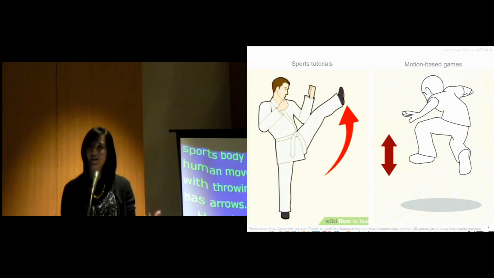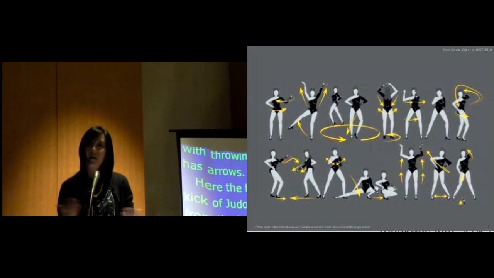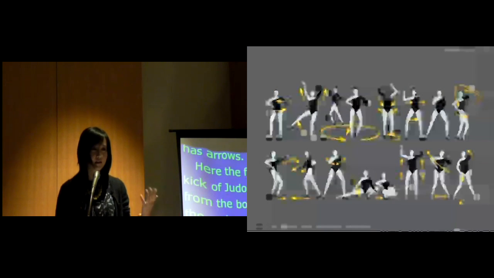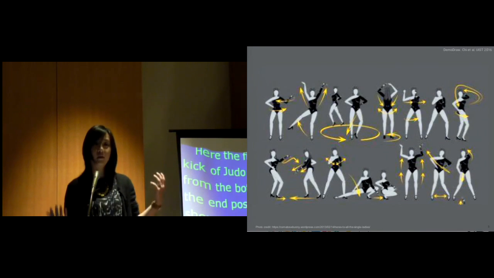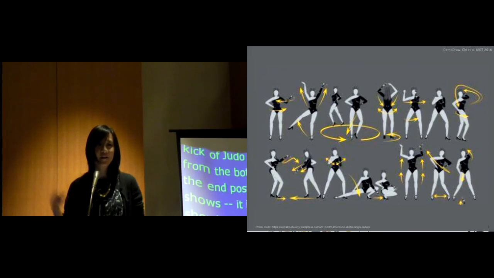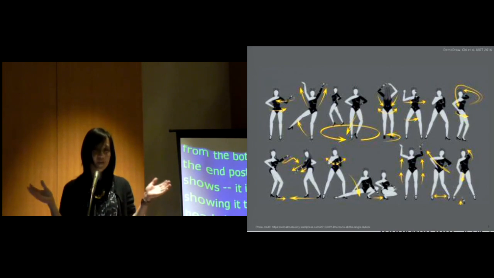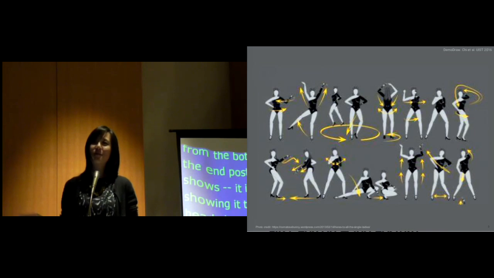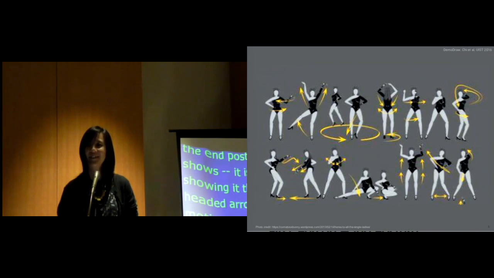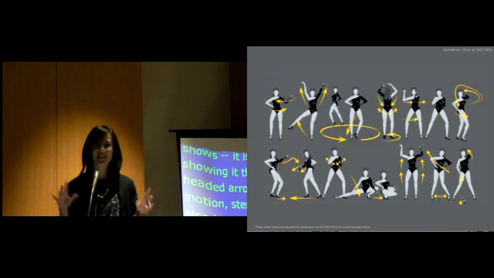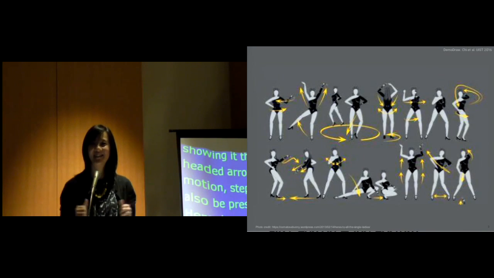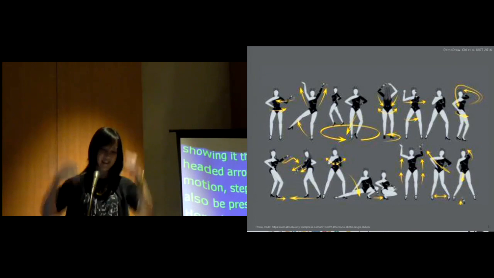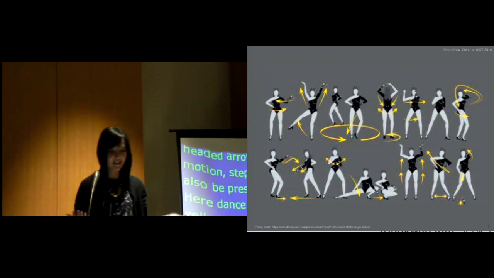Beyond showing a single motion, step-by-step movements can also be presented as a series of figures. Here, dance moves are highlighted with yellow arrows. By looking at these figures, can anyone guess what dance moves these illustrations are? Put your hands up if you know the answer. That's a hint. Can anyone yell the name of the song? Yes, it's Beyonce's Single Ladies.